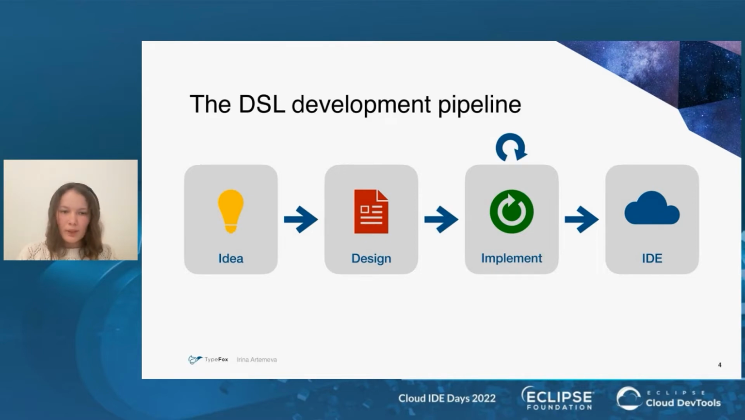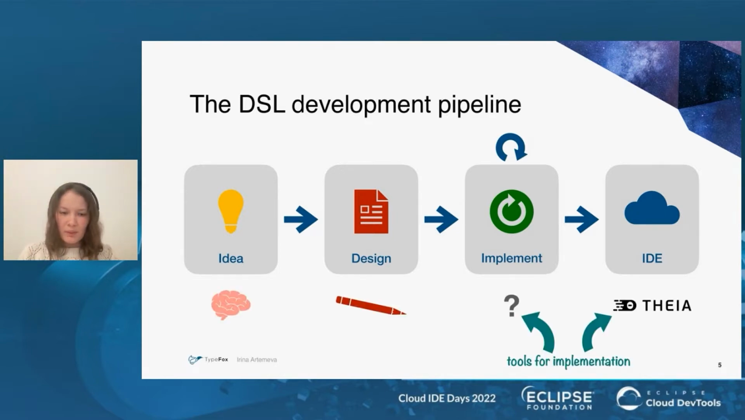Okay, we discussed the stages, so what tools do we need to use to implement each stage? The first 2 stages are relatively clear in terms of implementation: you can just use pen, paper, and your brain, your time, and everything will work. The last stage is also clear, you can use Theia. The question of which tool to use for the implementation stage is still open.